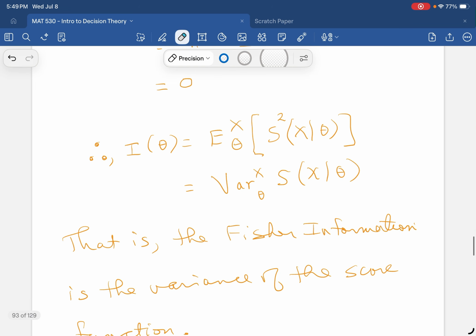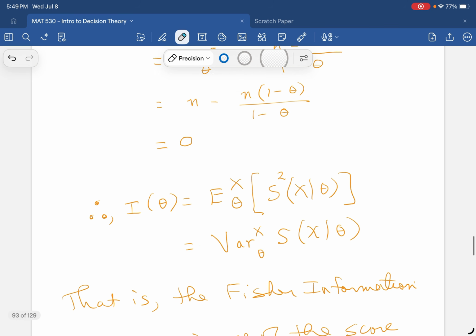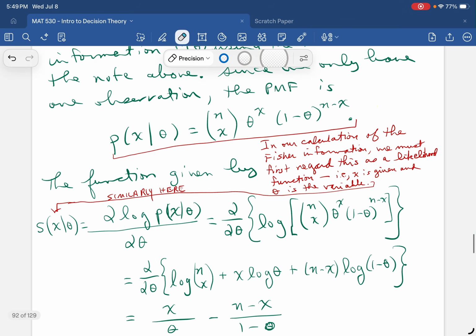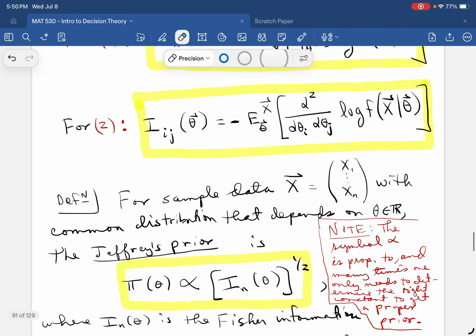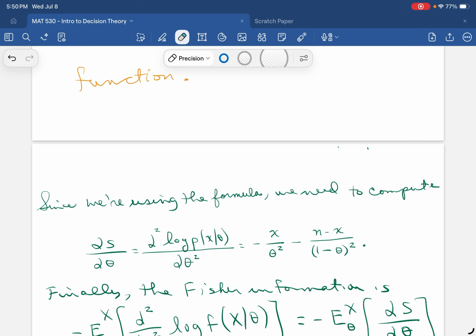Which is what I have written here. But now remember, we also have the computational formula, and that's what we're going to use because it's easier. Right, so we're using this formula here. Now we're back to little x here, and we need to calculate this derivative. The second derivative, in fact, of the log likelihood function with respect to theta, and that gives this.